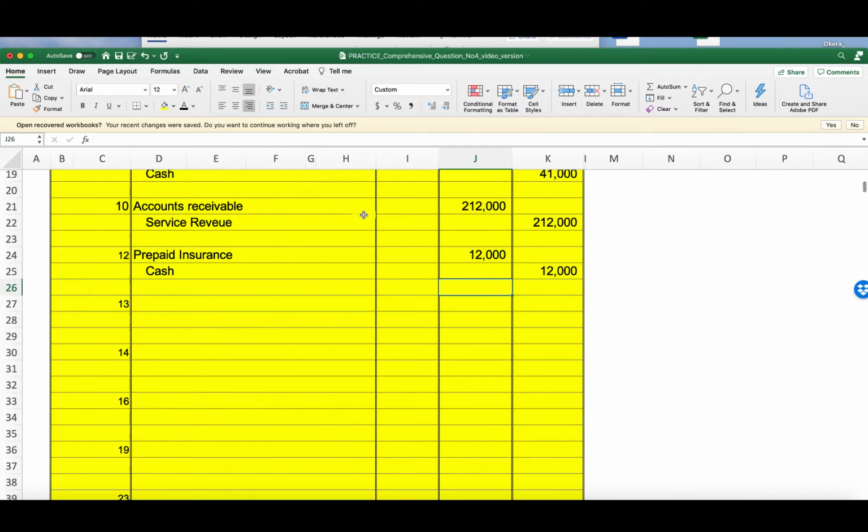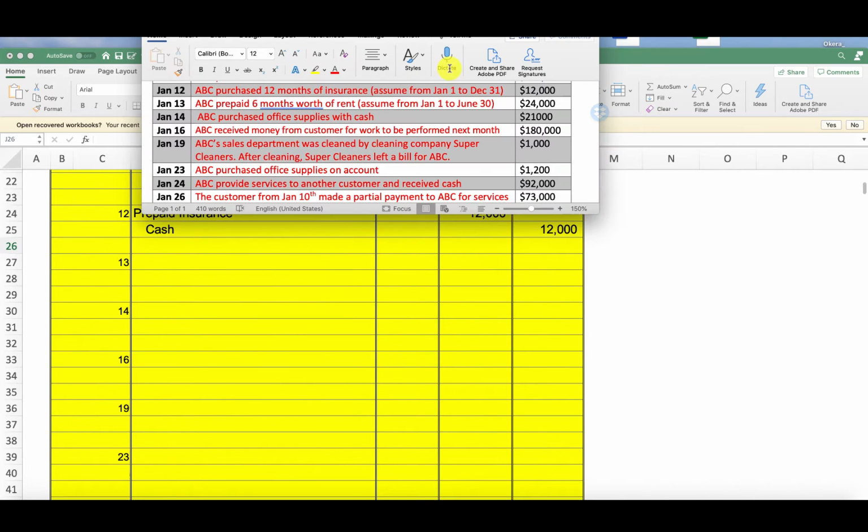All right, let's look at the next one. So the next one is the 13th. ABC prepaid 6 months worth of rent. Assume January 1st to January 30th. So again, this is not insurance. This is prepaid rent. So when you prepay rent, that is the prepaid rent account. We're going to assume this was cash. So you're paying cash of $24,000.